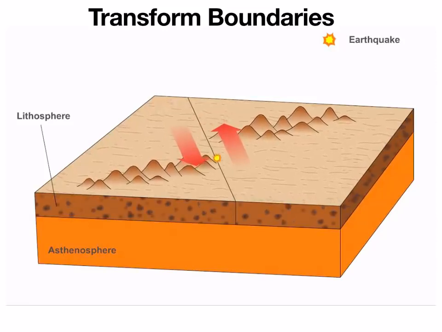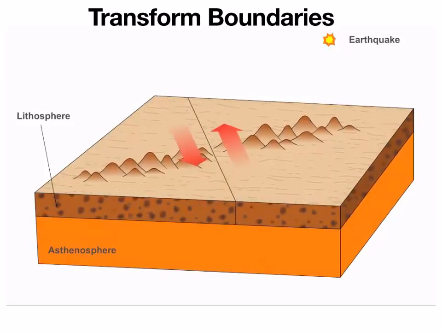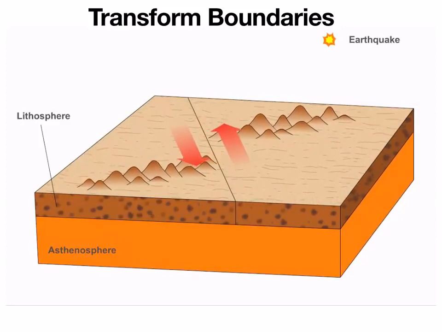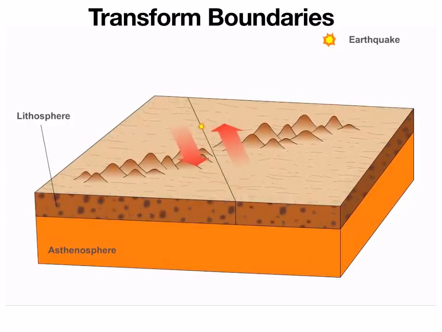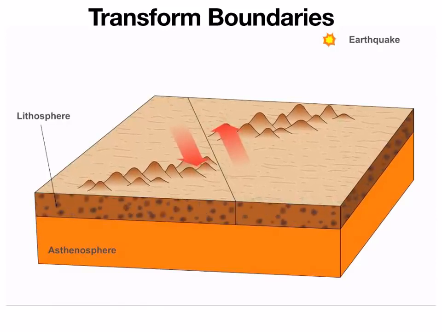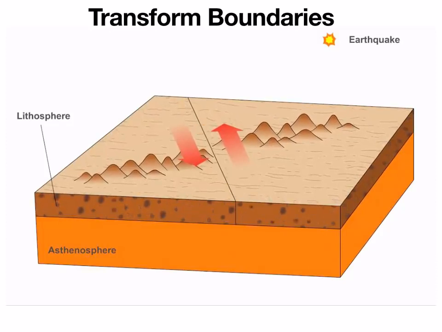And so right along that boundary in the middle, you get a lot of pressure built up, a lot of grinding of the plates, which is often released in the form of earthquakes. Transform boundaries very commonly have earthquakes. However, they don't tend to have volcanoes, major mountain ranges, and certainly not trenches. The only real feature we see at transform boundaries are earthquakes.